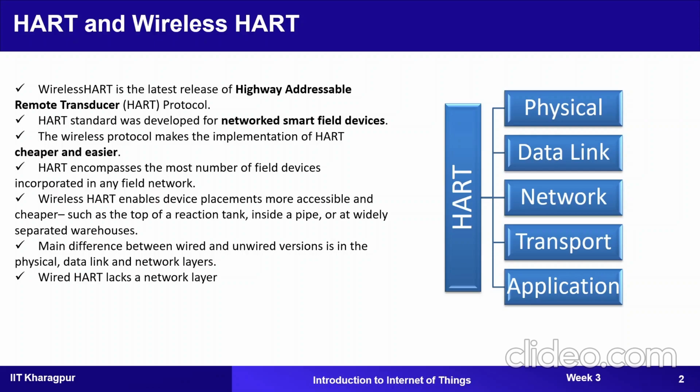The main difference between wireless and wired HART lies in the physical, data link and network layers. However, the application layer is common in both wired and wireless HART, and the network and transport layers are merged together in a single layer, called the network transport layer, in the case of HART. Wired HART lacks a network layer. So in wired HART there is no network layer.